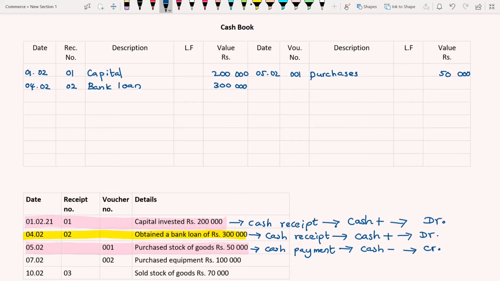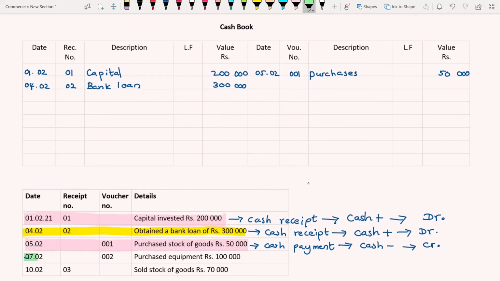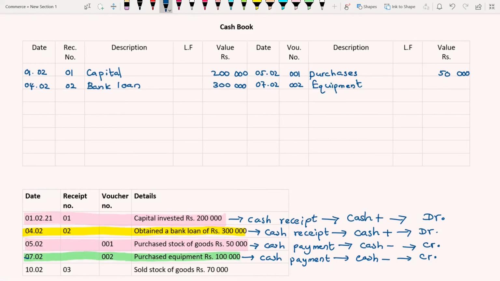Okay, now let's look at the next transaction. 7th of February, purchase equipment, 100,000 rupees. Now again, this is a cash payment because the business has to make a cash payment to purchase equipment. So cash decreases due to this transaction and we need to credit this transaction in the cash book. 7th of February, 002 and equipment, 100,000 rupees.